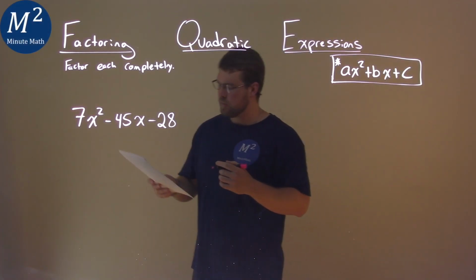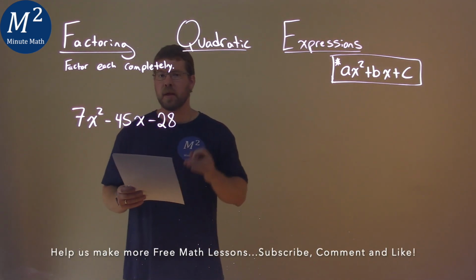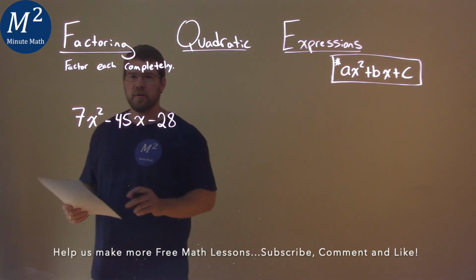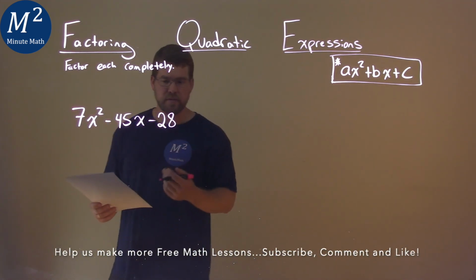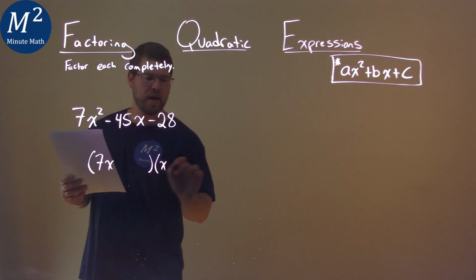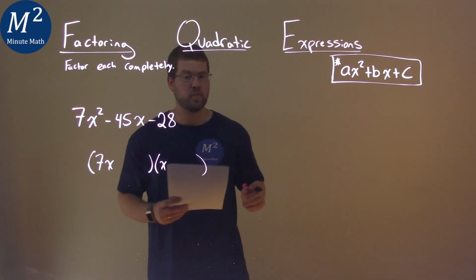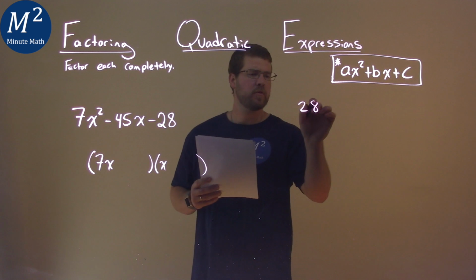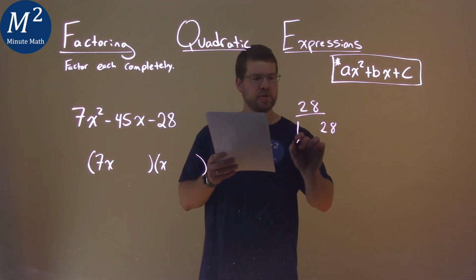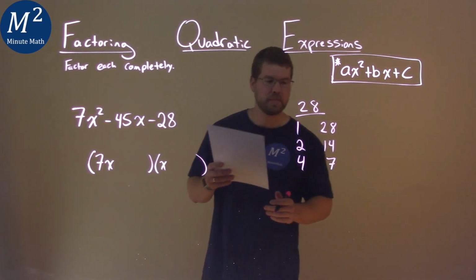We're given this problem right here, 7x squared minus 45x minus 28, and we need to factor this completely. I notice my a value. My a value is a prime number, 7. So we know this is going to be in some form of 7x, and then an x like this. So let's keep that in mind. Now let's look at the -28. What two numbers multiply to be a positive 28? Well, that's 1 and 28, 2 and 14, and 4 and 7.